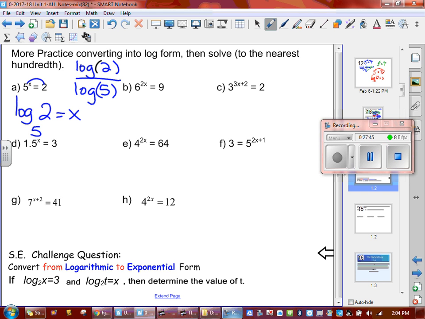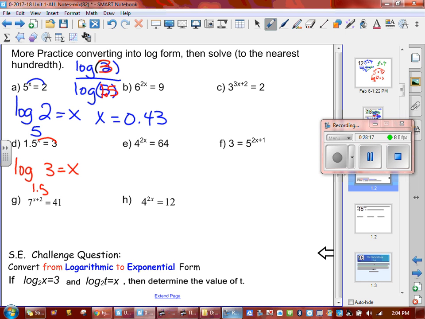We're going to work down. So now we're going to work on question D. We do the very same thing. We write the word log. The 1.5 drops down, and the 3 and the x trade places. Now we type in our calculator, log 3 divided by log 1.5. And we find out x is going to be 2.71. So x equals 2.71.